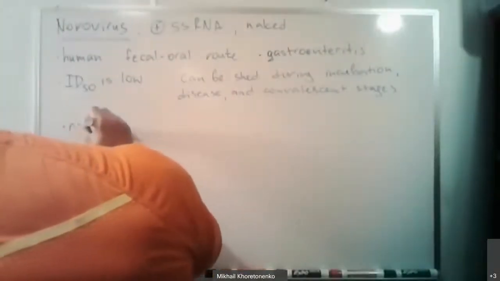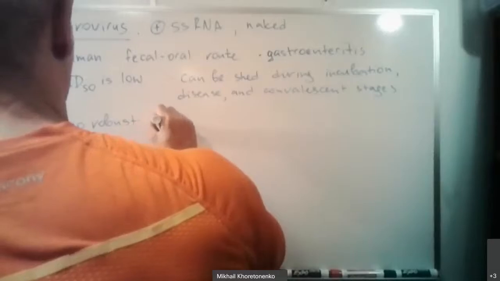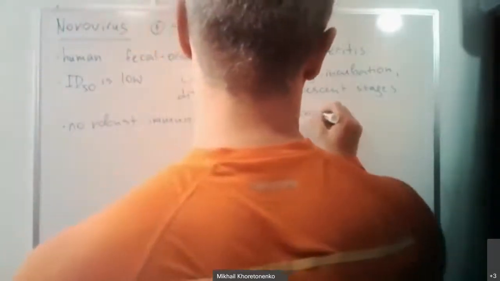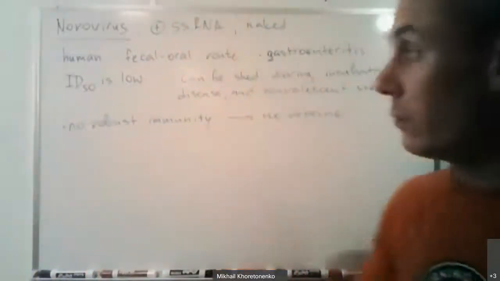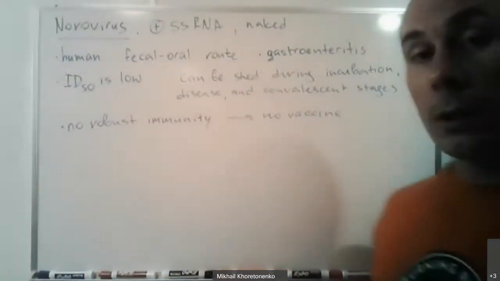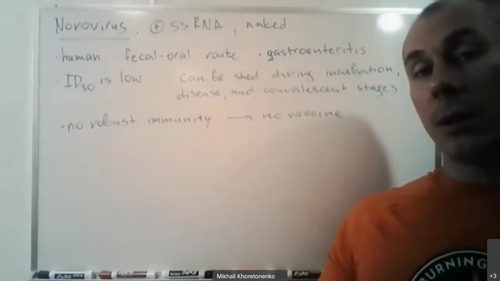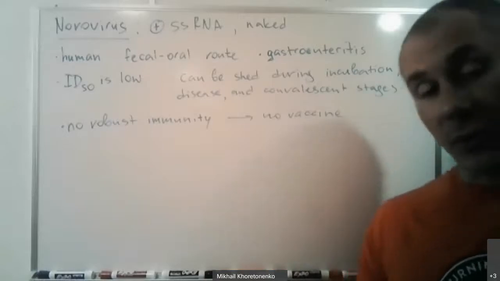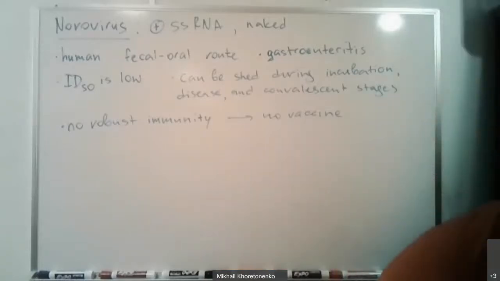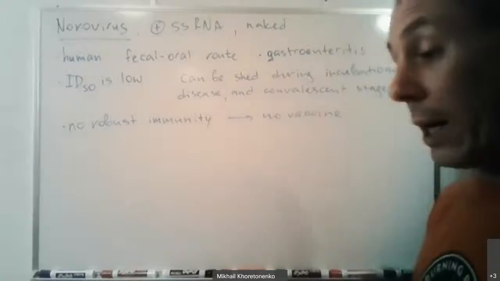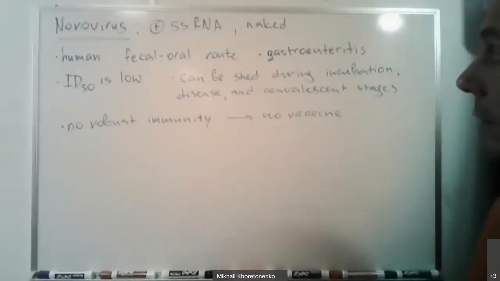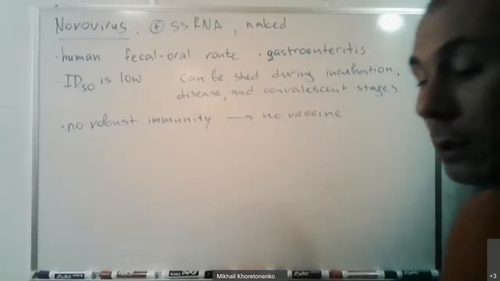I want to mention this. There is no robust immunity, no vaccine. So it turns out, when you get infected with norovirus, you can be reinfected with exactly the same strain about 6 months later. And you can be infected with a different strain about 2 months after you recover from the original infection. We don't know why there is no robust immunity. We do know that there is none. Okay, good? Any questions?